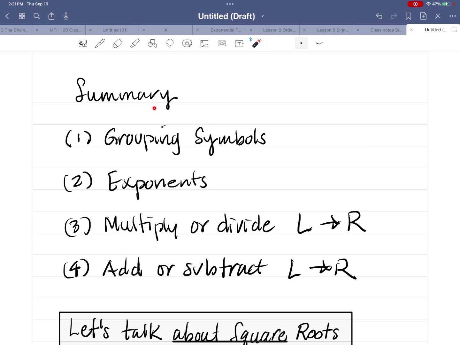So here is a summary of the order of operations. First, we do grouping symbols. Then we do exponents. We multiply or divide, always left to right. And we add or subtract, always left to right.